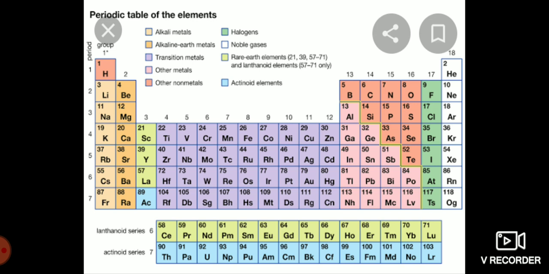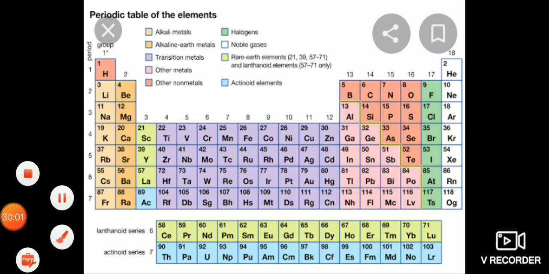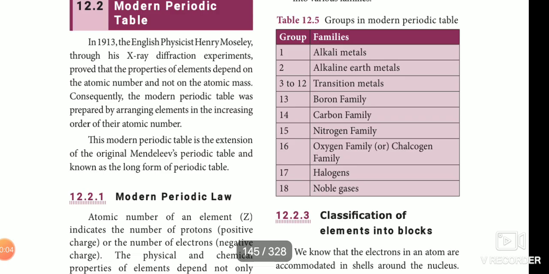So in this, the groups are separated by shells and subshells: S, P, D, F. These are the subshells for arranging the electrons in atoms. Okay, so in the electronic configuration, the elements are arranged in increasing order of atomic number and their electronic configuration. So what is electronic configuration? The distribution of electrons in different shells.